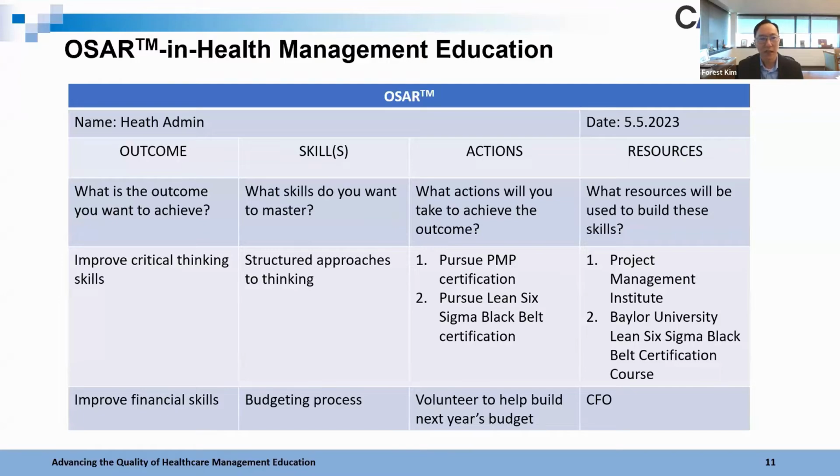One would be an area that the student wants to grow in, a strength they want to continue in. And one would be an area that they believe is a challenge. The area that they felt was a strength was improving critical thinking skills, and the area they felt was a weakness was improving financial skills.